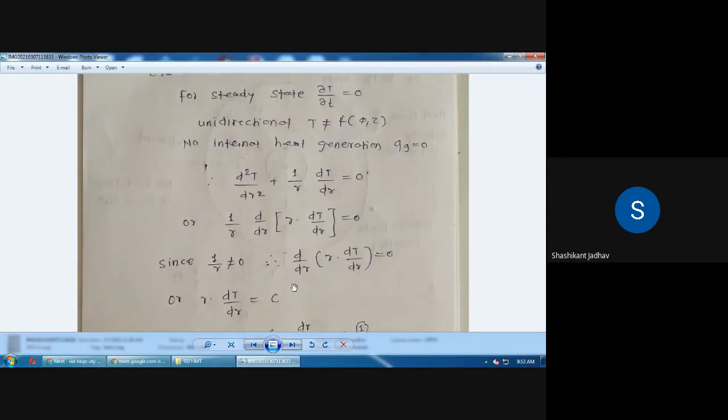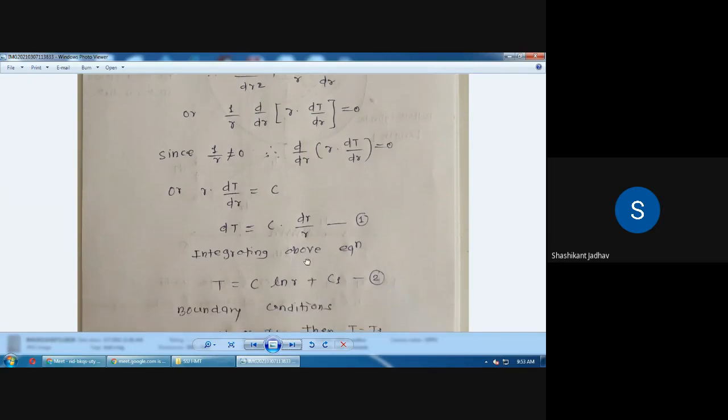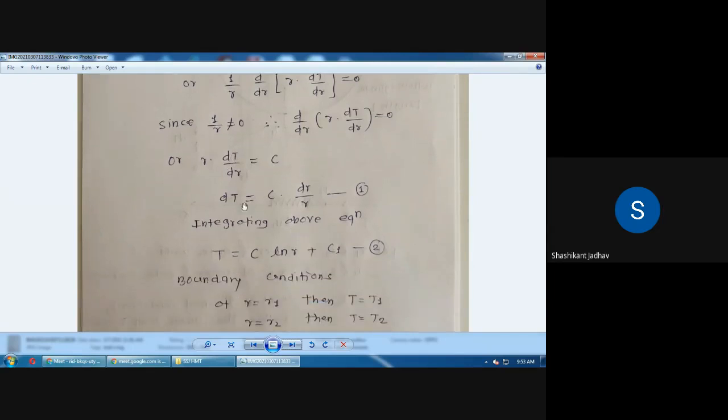According to that, we get one equation: r into dT by dr is equal to constant. Rewriting this equation, dT is equal to C into dr by r, that is equation number 1. Then integrate the above equation. By integrating, the integration of dT is T, and C times the integration of dr by r is C ln of r plus a constant C1, and that is equation number 2.